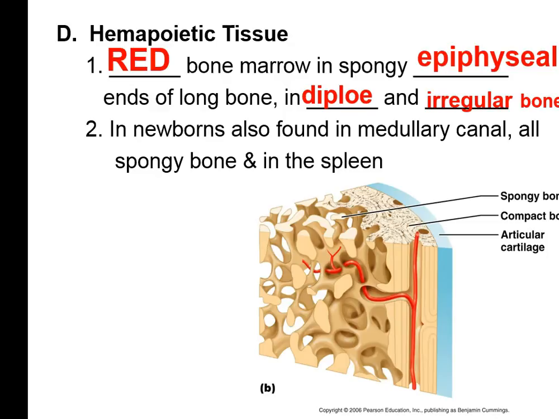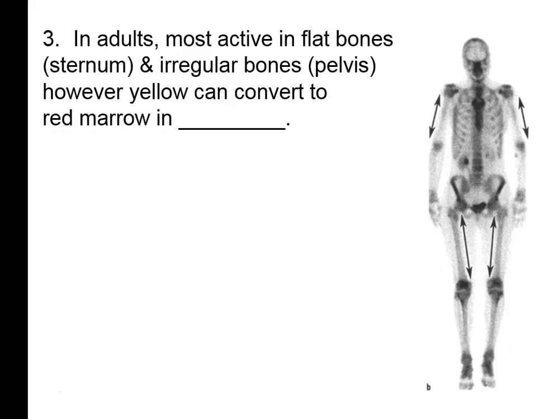Now, in a newborn who's trying to produce all those millions and billions of blood cells, we have a little extra help. Actually, the yellow marrow is absent. Red marrow goes down into the medullary canal. It's found in all spongy bone, and also the spleen is a little hemopoietic as well. But in the adult, the most active hemopoietic sites are in flat bones like the sternum and irregular bones like the pelvis. You can see on this picture all those dark spots. That's where there's hemopoietic tissue.